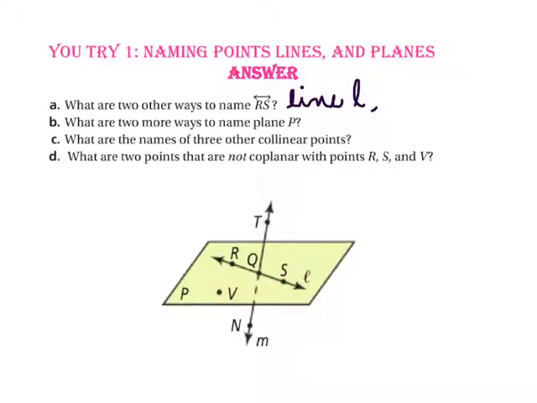We can also use 2 points named on the line. So here we have point R, point Q, and point S that are on the line, so we could name this line RQ. Again, don't forget to use your line symbol so that I know you're referring to a line, not a segment or a ray. Part B asks, what are two more ways to name plane P?